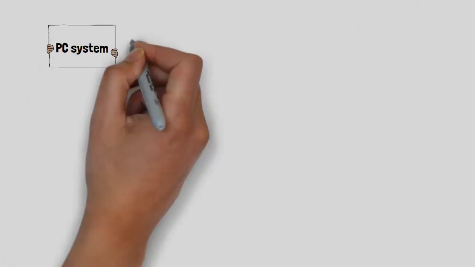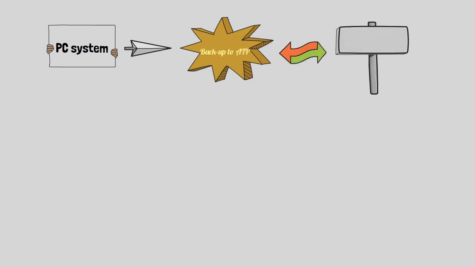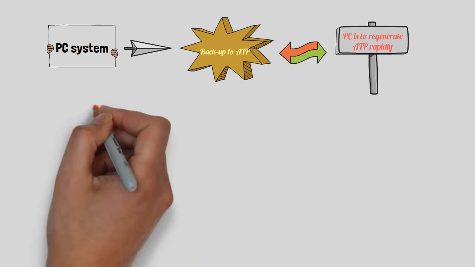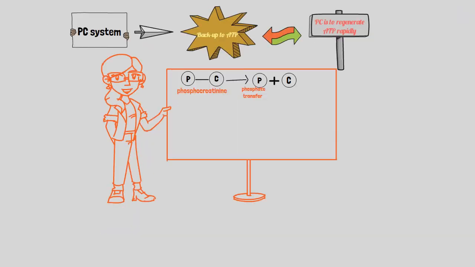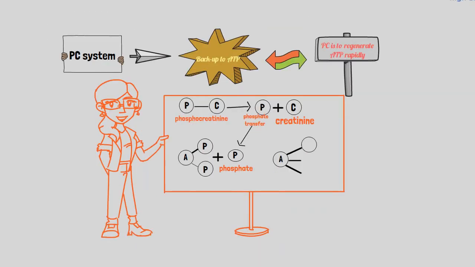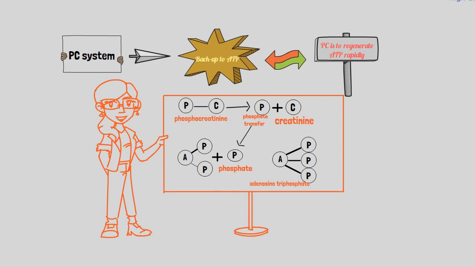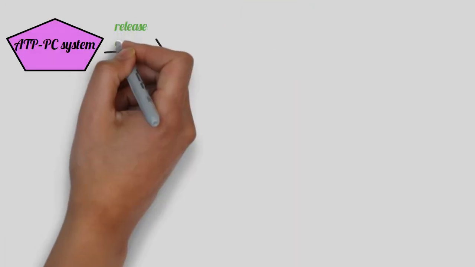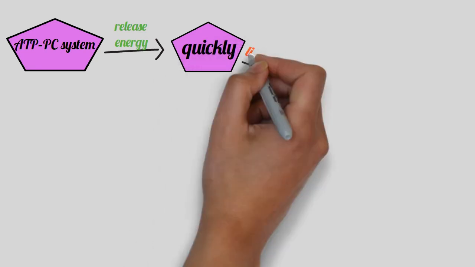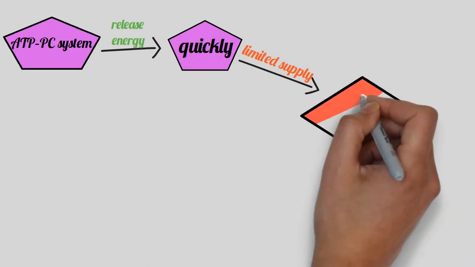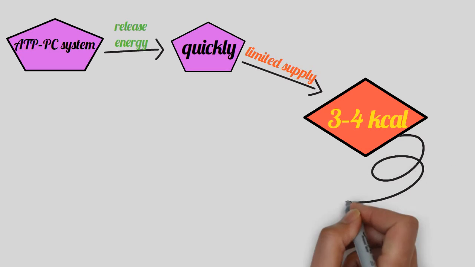The phosphocreatine system can be thought of as a backup to ATP. The job of phosphocreatine is to regenerate ATP rapidly. So how this happens, let me explain. Phosphocreatine breaks down into creatine and phosphate, and the free phosphate bond transfers to a molecule of ADP, forming a new ATP molecule. The ATP phosphocreatine system can release energy very quickly, but unfortunately it is in very limited supply and can only provide 3 to 4 kilocalories.